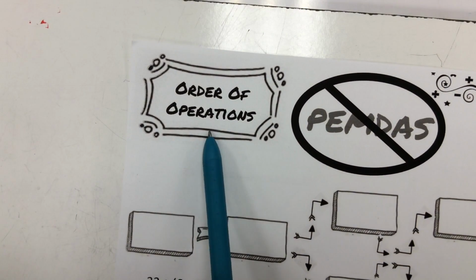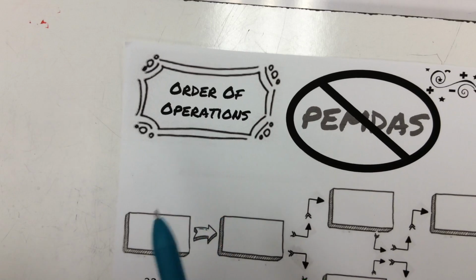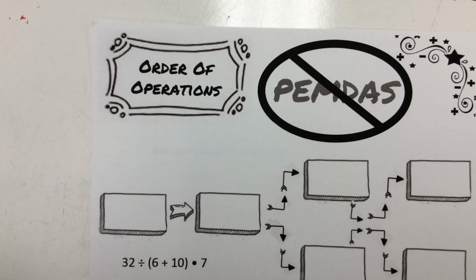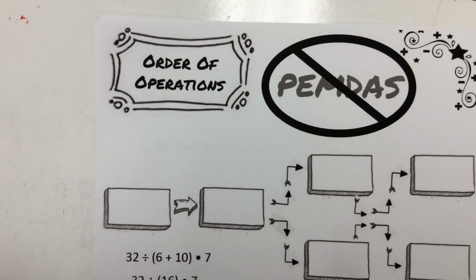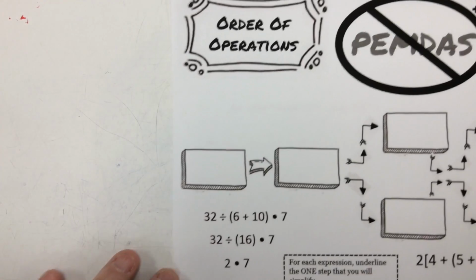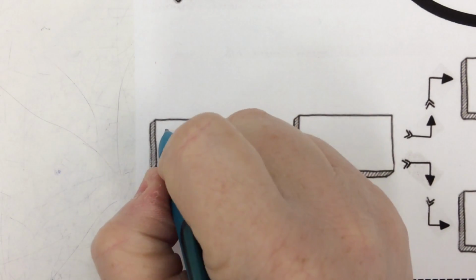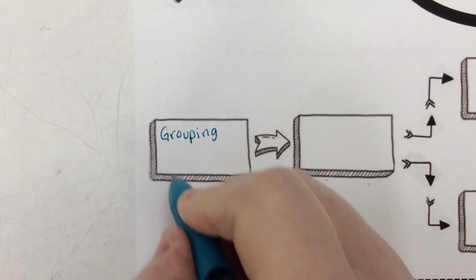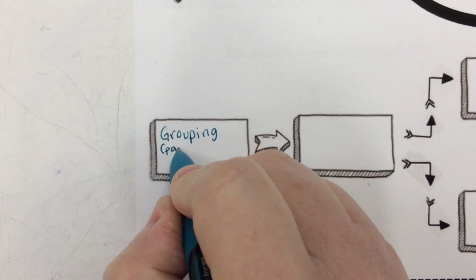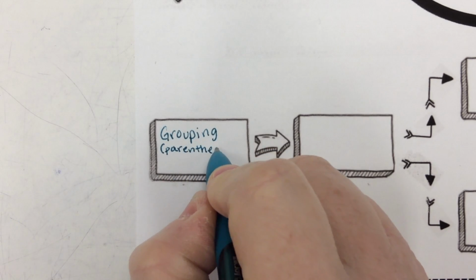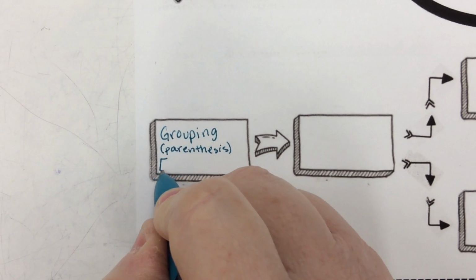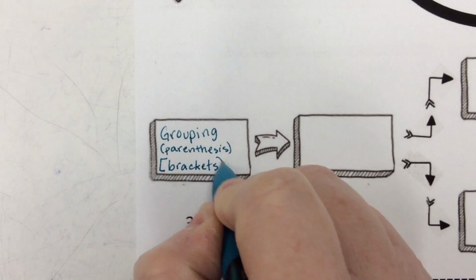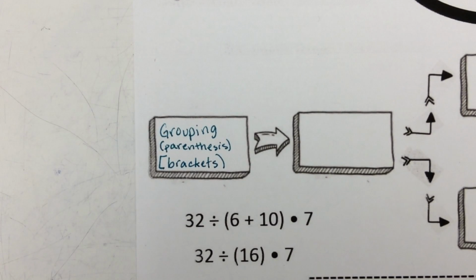Basically, what order of operations means is that any time there's more than one operation or more than one step in a problem, it tells you the order that you do them in, okay? So the very first box here, we're going to write the word grouping. Okay, and it can be parentheses. It can be brackets. They work just like parentheses. There's a couple different ways that grouping can be done.